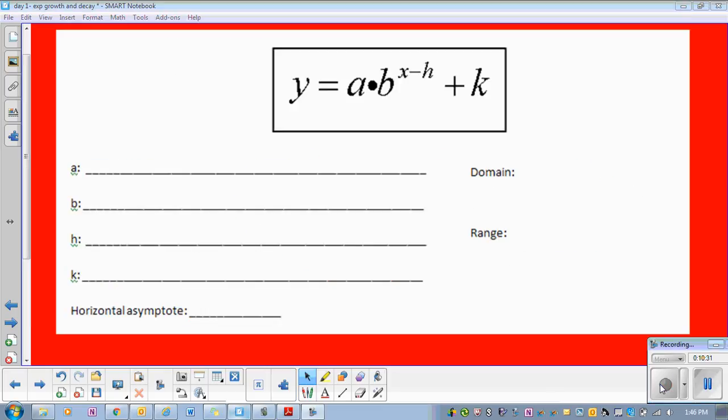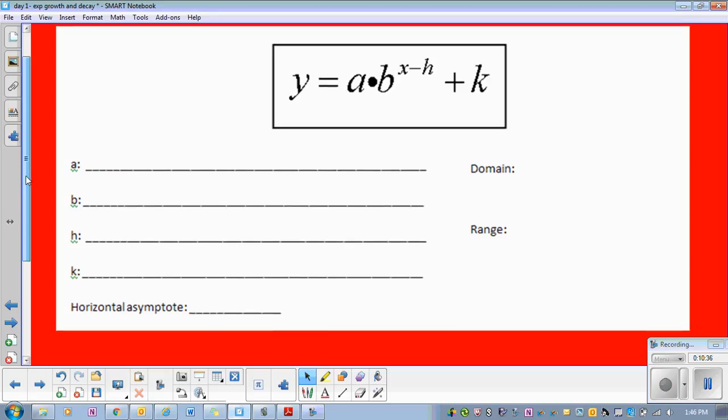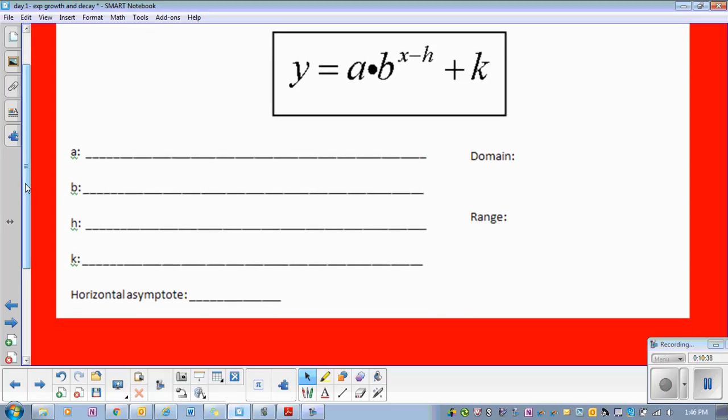All right, so of course, just like we did with every single function that we have learned this year, we need to talk about transformations, right? Okay, so we're going to start with my favorite. I like K. I like starting with K. So if we have plus K, how does that make the graph move? Up. Good. Up K. So if I have minus K, down. Down K. Good.